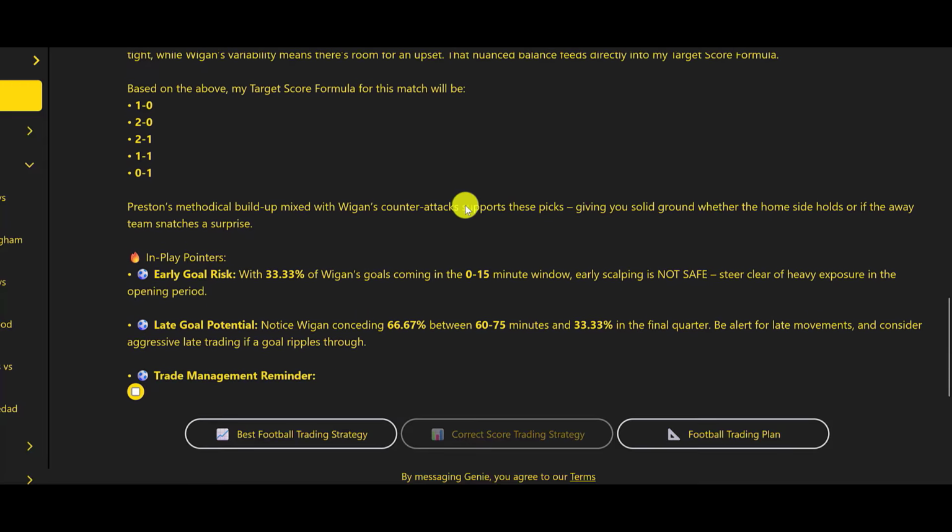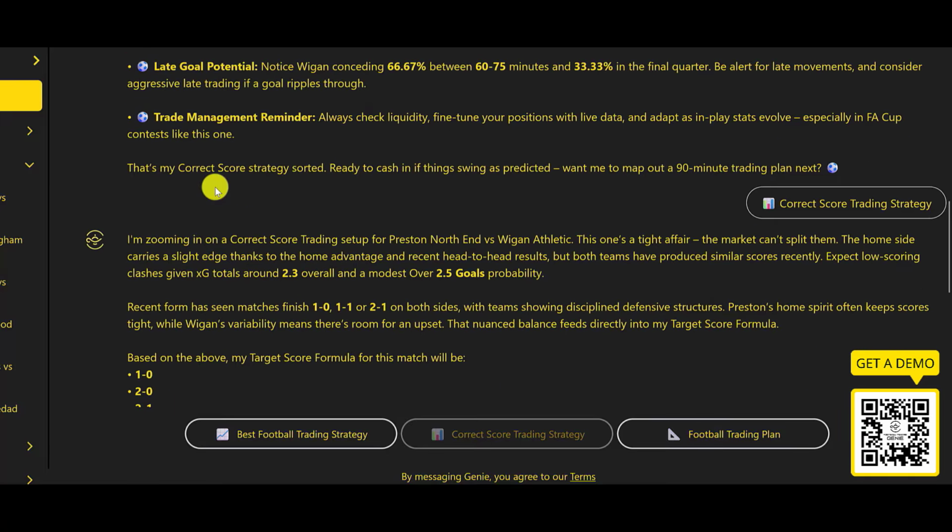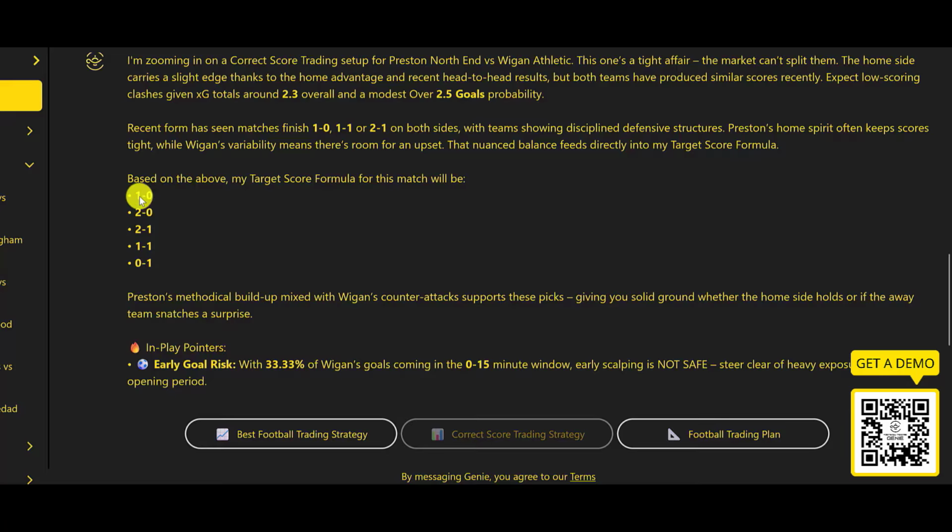Anyway, we've run this through the Football Trading Genie to get the target score formula that we're going to lock in. And we can see here, expecting kind of a low-scoring win in favour of Preston. So 1-0, 2-0, 2-1, and 1-1, and then 0-1 as the plan B.